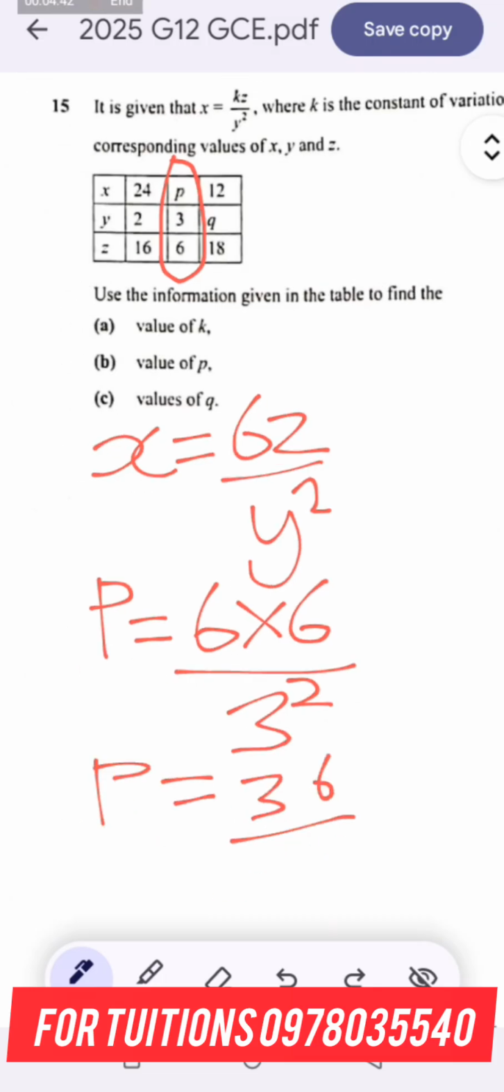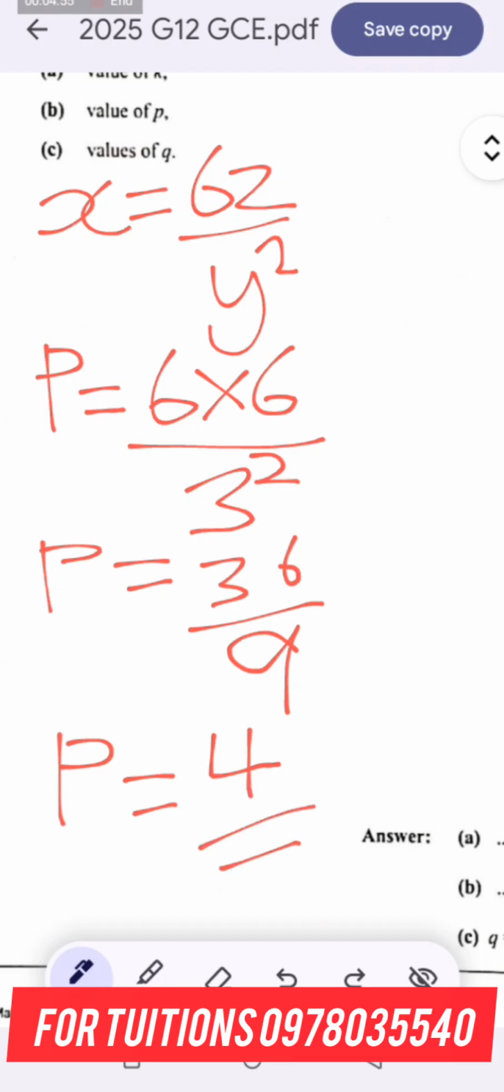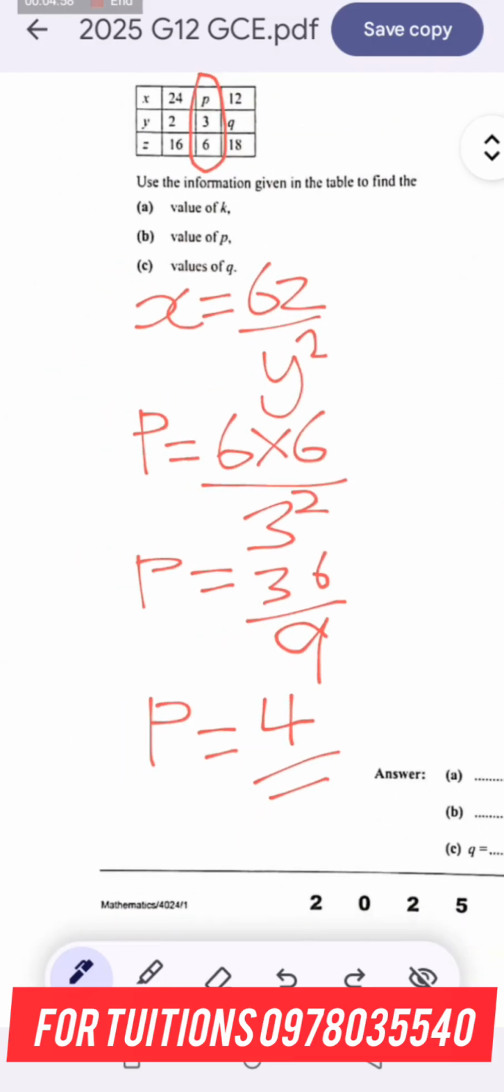Over, then you have now 3 power 2. So 3 power 2 is just equal to what? 9. Right? So p equals, what is 36 divided by 9? Your answer is going to give you 4. So our p equals 4. That is how you find the value of p.